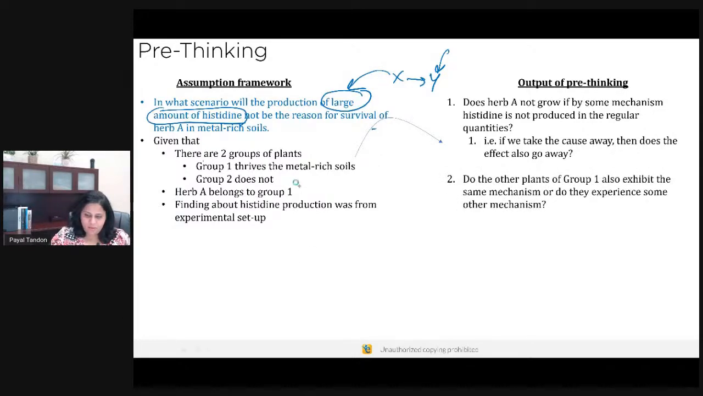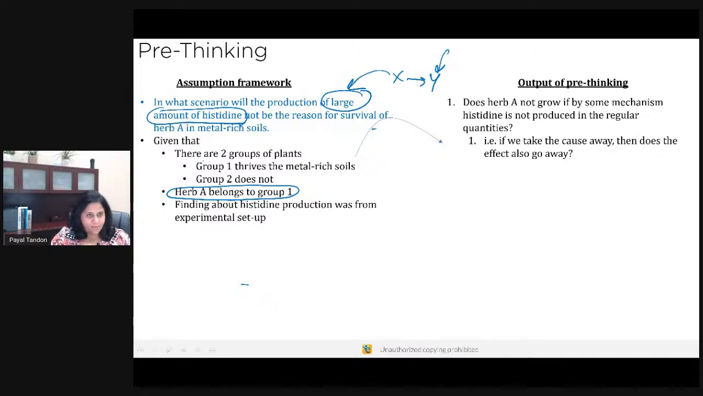Herb A belongs to group 1. Now, group 1 thrives in metal-rich soils. Now, what if the group 1 plants don't really have a high amount of histidine? So collectively, this group has a different cause. In that case also, my conclusion will break, that the large amount of histidine is not really the reason for survival of herb A, right?